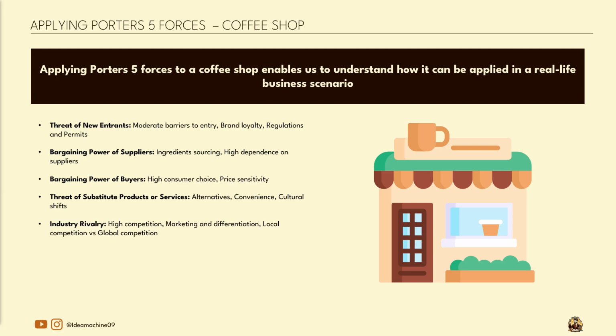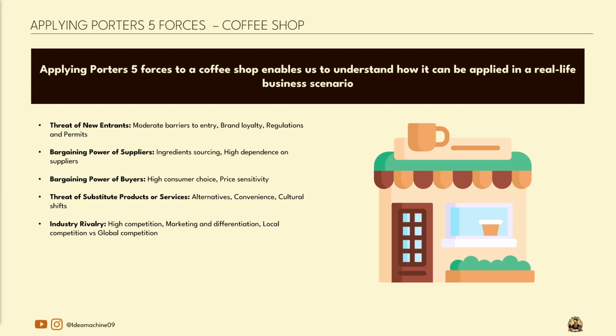Bargaining power of suppliers is a critical factor as well because it talks about ingredient sourcing. You need the right ingredients to make sure you're supplying good coffee, and you have a very high dependence on suppliers because not only do you need coffee, but you need milk, sugar, all of those other things that you need in order to set up and sell your product.